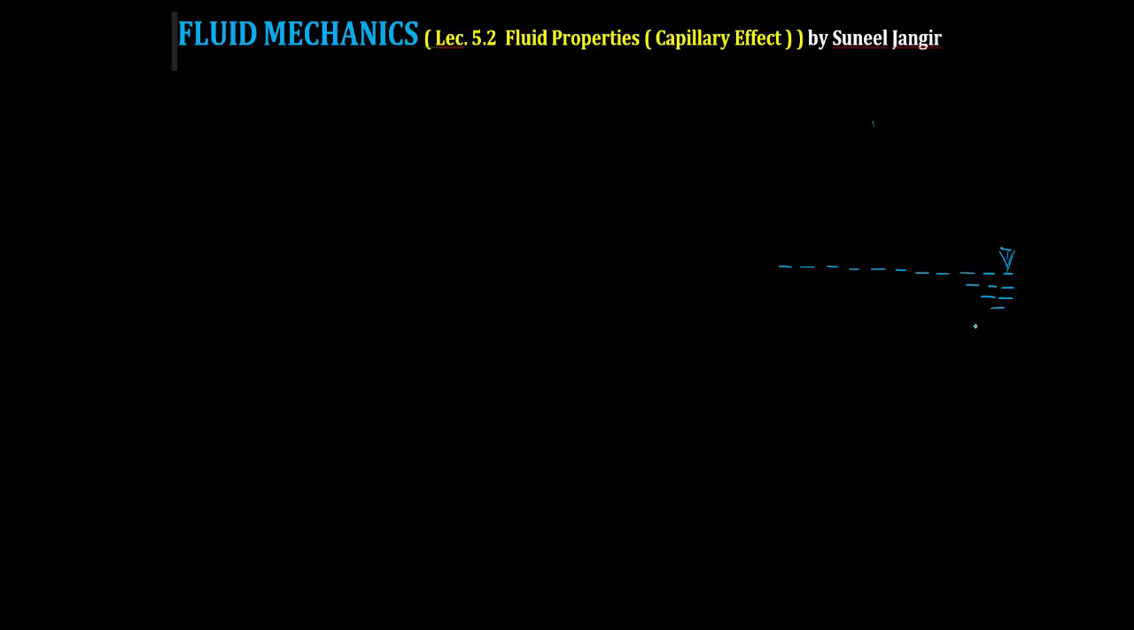Let me consider this fluid to be a wetting fluid. For a wetting fluid, the contact angle theta is less than 90 degrees. As we know from our previous definition, for wetting fluids theta will always be less than 90 degrees. So this is the fluid, and here is air. This is the interface of air and fluid, and since this is a wetting fluid, I am considering it to be water.